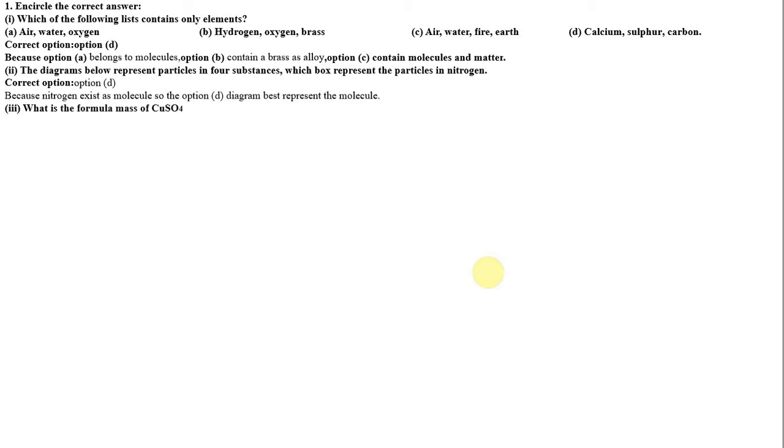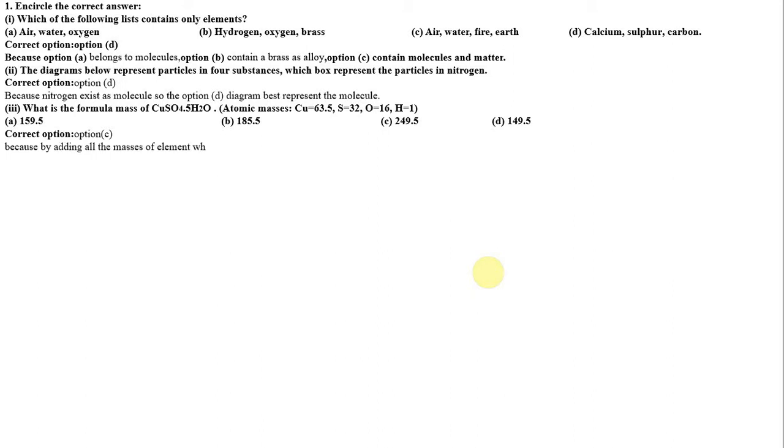3. What is the formula mass of CuSO4.5H2O? Atomic masses: copper is 63.5, sulfur 32, oxygen 16 and hydrogen 1. In order to calculate the formula mass, we will add the atomic masses of copper, sulfur, oxygen and hydrogen, and we will get the correct option, that is option C, 249.5. By calculations, you will observe the answer of 249.5 AMU.